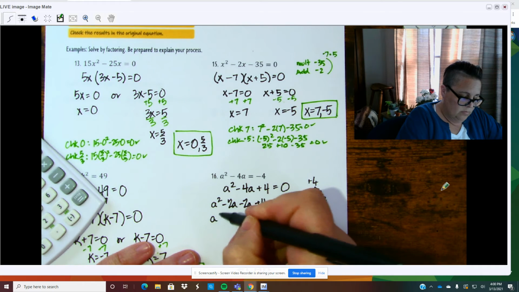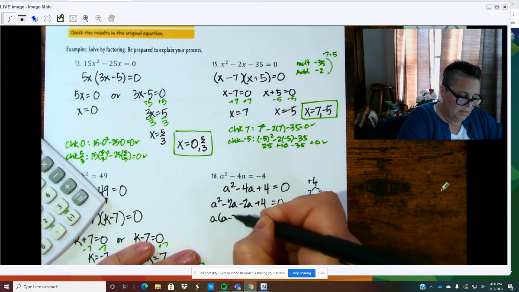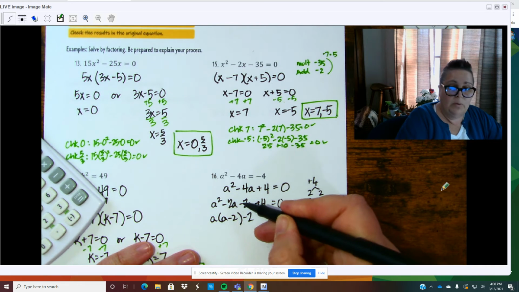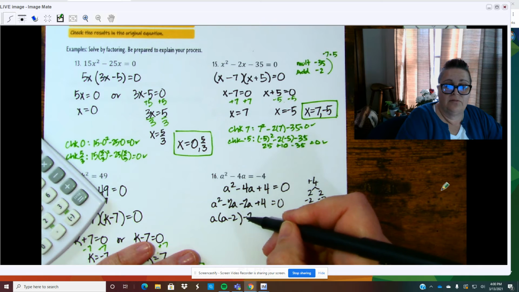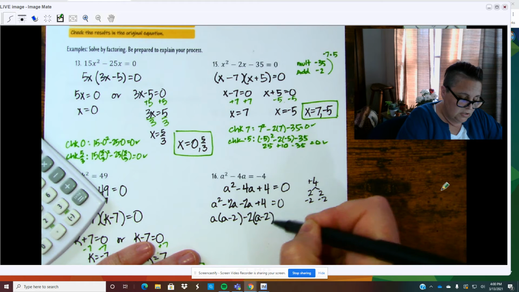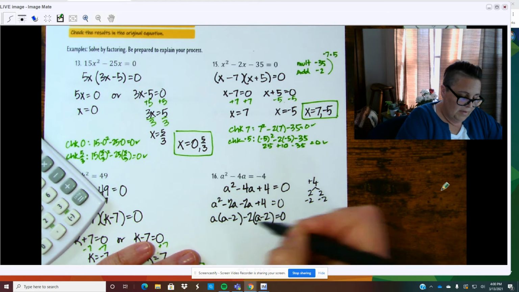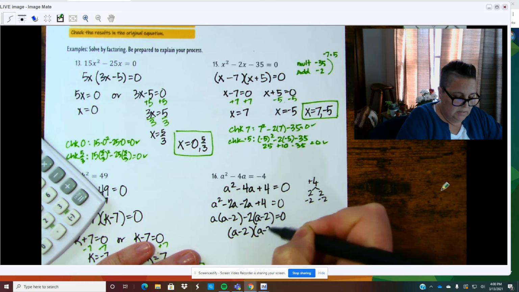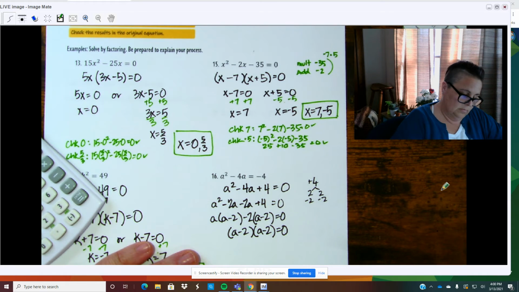Taking a out of the first grouping, I have a minus 2. The second grouping, I can pull a 2. I'm going to pull it negative because there's a negative in front. So that leading negative tells me to pull a negative as well. And then I have a minus 2. So I have a minus 2 in both. A minus 2, a minus 2 is equal to 0.